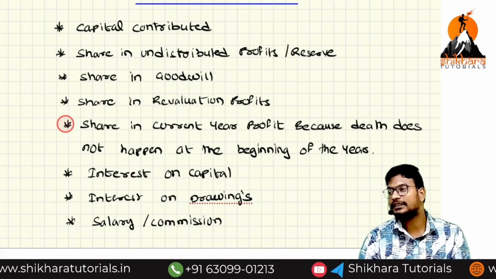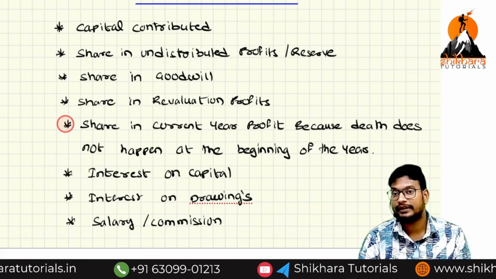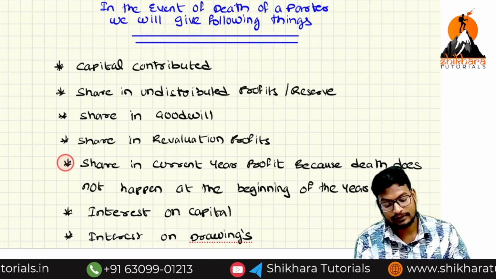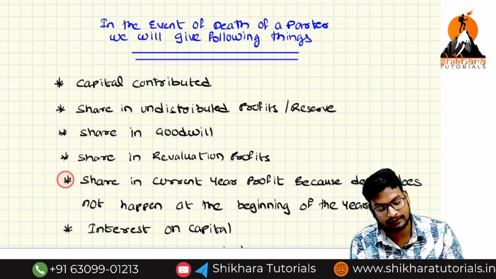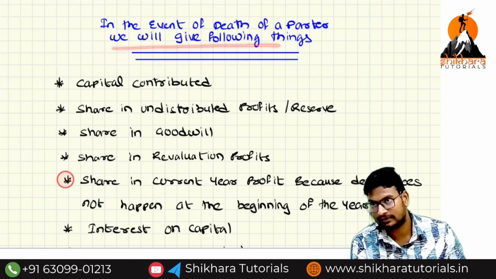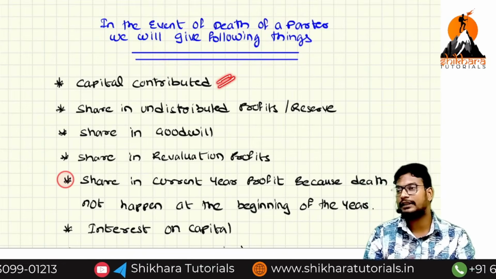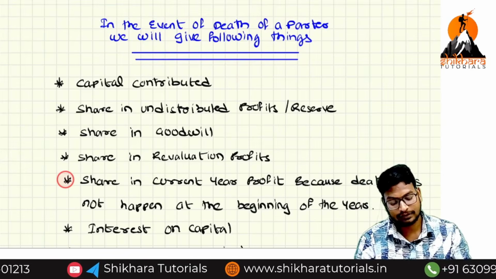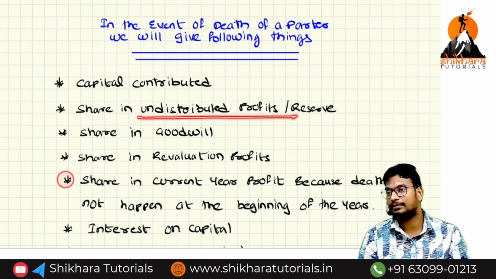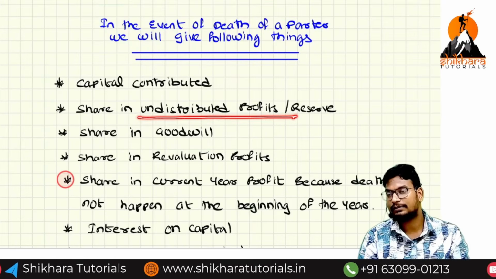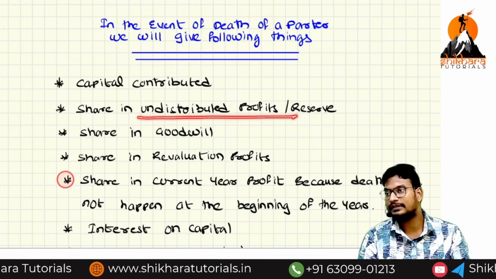Previously we have seen 8% loan. What are the things that will be received by the deceased partner? In the event of death of a partner, we will give the following things. Capital contribution, nothing but initial capital. Next, share of undistributed profits, that is reserves and surplus. We have seen that: P&L account surplus, and general reserve. These are the items we need to give to the deceased partner also.